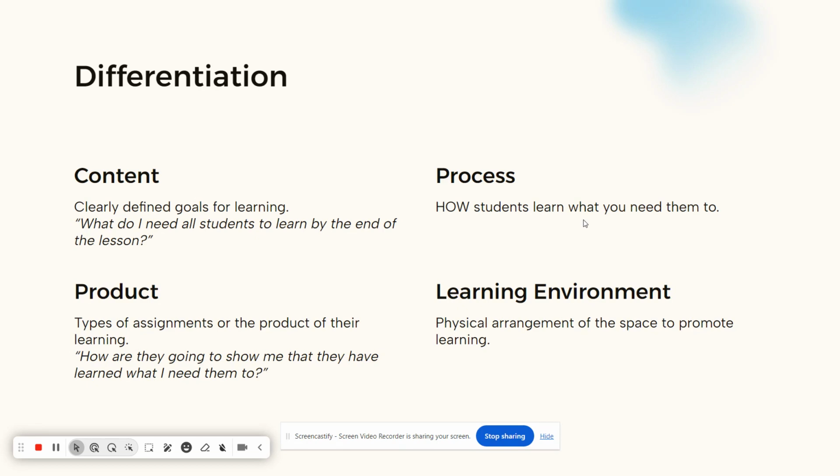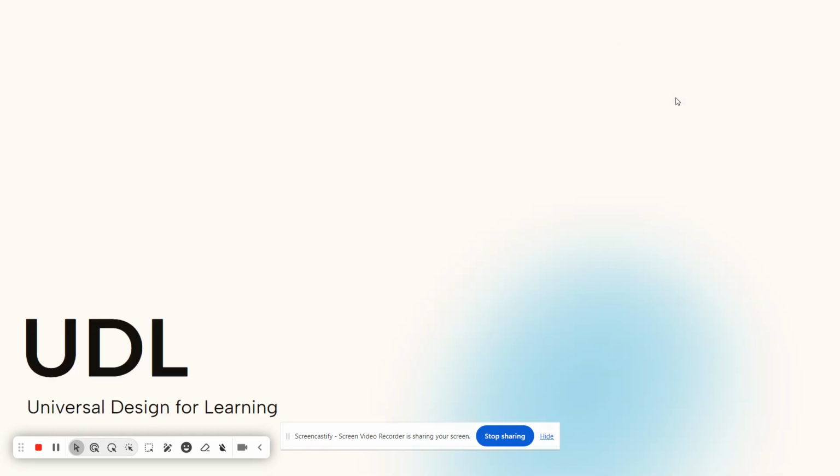And then the final thing, the learning environment. What is the physical arrangement of the space to promote that learning? Again, very similar to the accommodation of setting. So how that environment is made accessible. Can they be standing up whilst doing it? Can they be lying down? All of those things are considerations, and focusing on those things is what goes into differentiation.